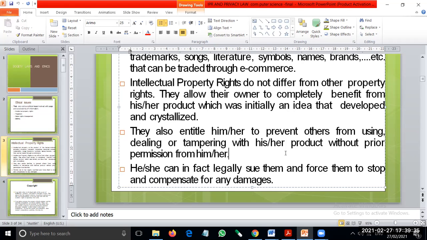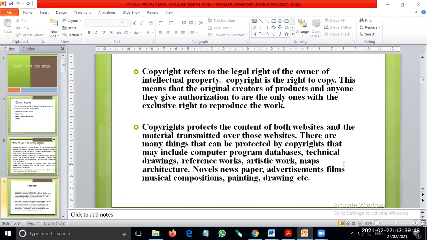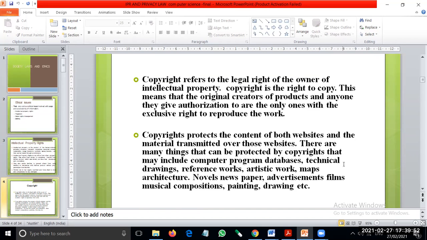Now, what is basically copyright? Copyright protects the content of websites and the material transmitted. Copyright refers to the legal right of the owner of intellectual property. Copyright is the right to copy. This means that the original creator of the product gives authorization, or has the exclusive right, to reproduce it.